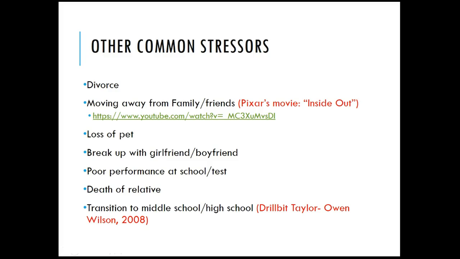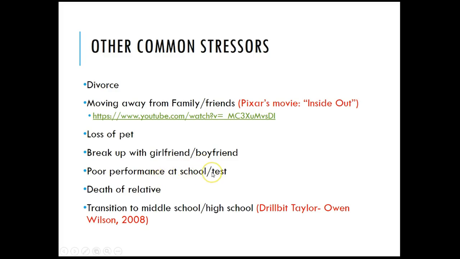Moving on to some of the other common stressors that are relevant to all age brackets. The first one we see is divorce. That definitely impacts children and adolescents in a negative way. Moving away from friends and family, loss of a pet, loss of a loved one in the family, also a breakup with a girlfriend or boyfriend. I was being a little more specific here, but what I really wanted to get at is social relationships that are not necessarily working out in your favor. It could be a romantic relationship or a friendship, both of which could be identified as common stressors.